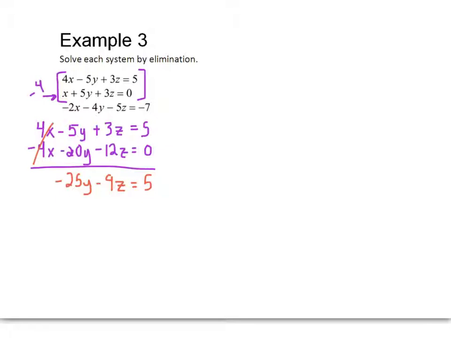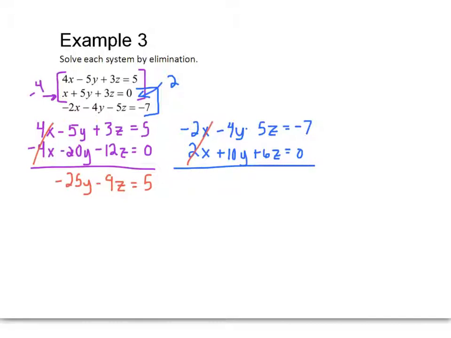We could use the first and the third equation, or we can use the second and third, and either one of those is about the same in difficulty. I'm going to use the second and third. And I know that on the second equation, I'm going to have to multiply by a 2 in order to eliminate my x's. So I'm going to write the third equation down, because that's the one I'm not changing. Negative 2x minus 4y minus 5z equals negative 7. Now when I distribute the 2 through the second equation there, I have 2x plus 10y plus 6z equals 0.